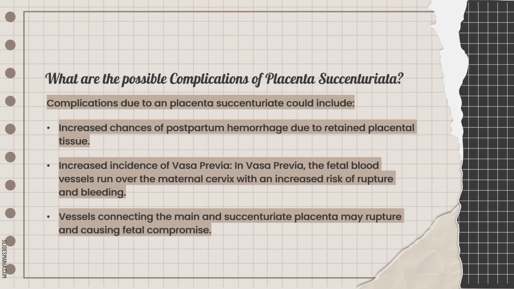What are the possible complications of placenta succenturiata? Complications could include increased chances of postpartum hemorrhage due to retained placental tissue, and increased incidence of vasa previa. In vasa previa, the fetal blood vessels run over the maternal cervix with an increased risk of rupture and bleeding. Vessels connecting the main and succenturiate placenta may rupture, causing fetal compromise.